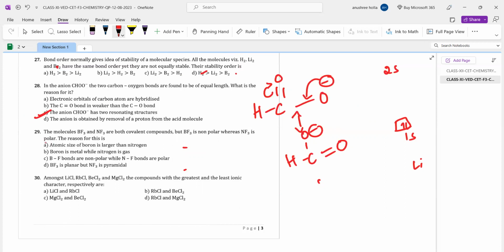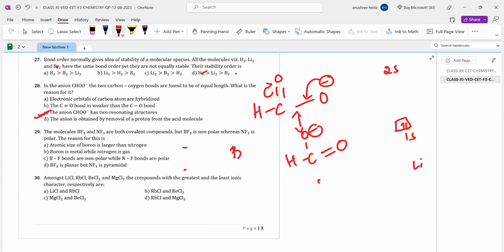Okay. 29th question. The molecules BF3 and NF3 are both covalent compounds, but BF3 is non-polar, whereas NF3 is polar. Always remember, the polarity depends upon the dipole moment. Whenever you're given a polarity kind of question, it depends upon the dipole moment.